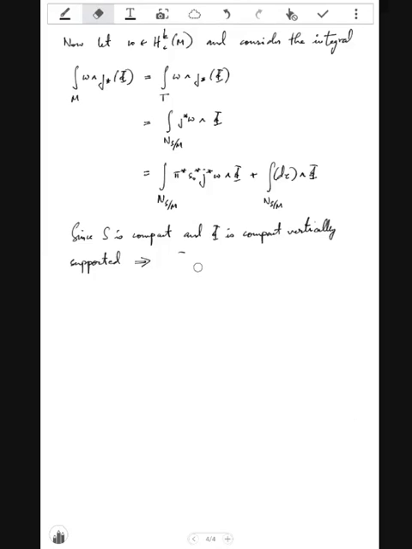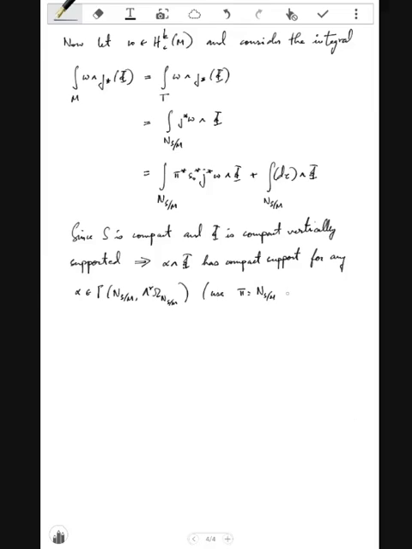So what I want to say is that alpha wedge phi has compact support, for any alpha in the relevant space of forms. So use that pi from NS over M to S is an open map, and compactness of S, to show this.